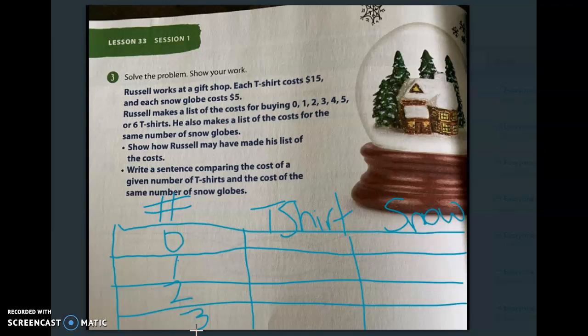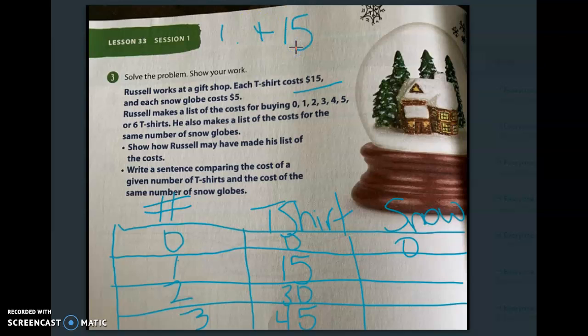So for 0 t-shirts, how much does it cost? $0. For 0 snow globes, it costs 0. Now let's fill in our t-shirt. It was $15 a t-shirt. So for 1 t-shirt was 15, right? For 2 t-shirts, it's 30. For 3 t-shirts is 45. So what's the term or the pattern for the amount of t-shirts? Well, the first pattern is adding 15.